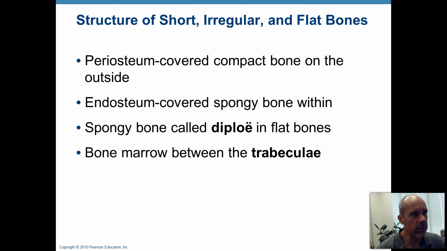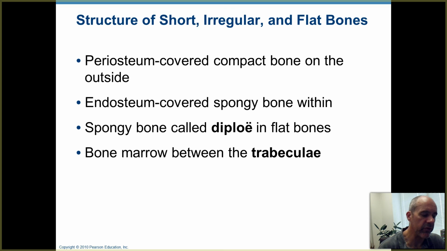So those are your long bone structures. Now what about the other bone types, like your short bones, your irregular bones, and your flat bones? Because they have a very different shape and structure than your long bones do. Those types of bones will still have a periosteum-covered compact bone along the outer surface, and then on the inside, they're filled up with spongy bone.